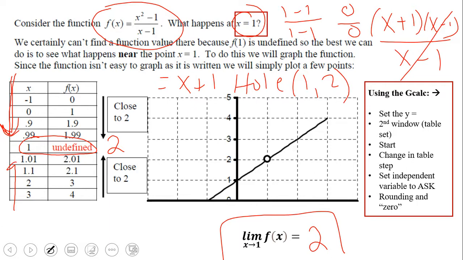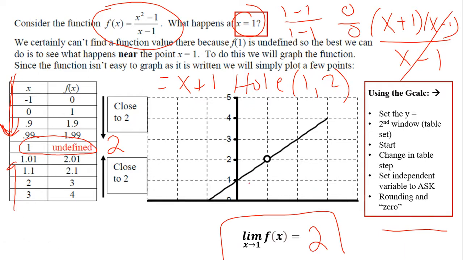How do you yourself make a table? Well, here's a little reminder. I'm going to pull the calculator up in a minute, but here's a reminder of how you would use the graphing calculator. You're going to type the equation into the y equals. You're going to press second window. That's going to bring up your table set. And that's where you go ahead and make all of your changes. So again, I have that little box there for you to look at. And now let's actually go and do it.